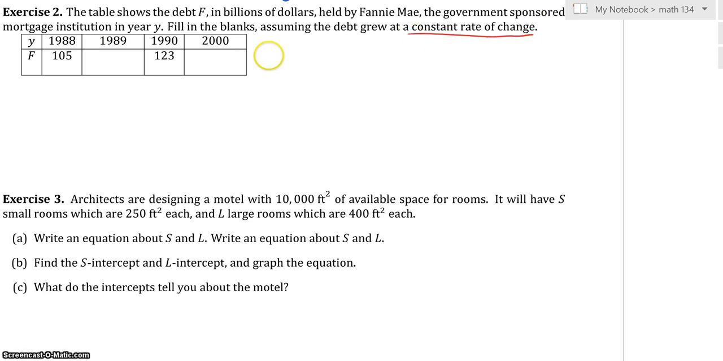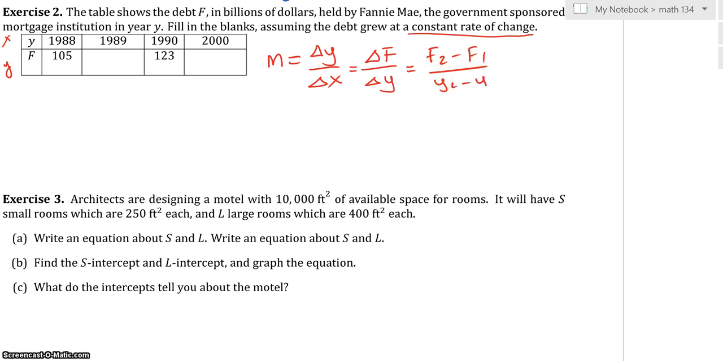If it grows at a constant rate, we know the slope is the same, which means it's linear. So I'm going to look at the change of y over the change of x, but now the y is the change of F and the x is the change of Y, so don't let that confuse you. So let's look at that. We're going to look at F2 minus F1 over Y2 minus Y1. I know that's a really bad notation.